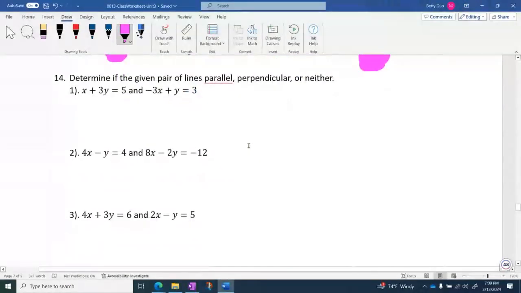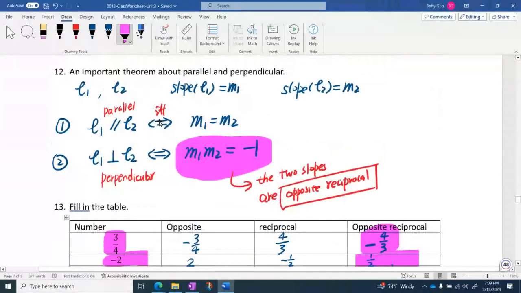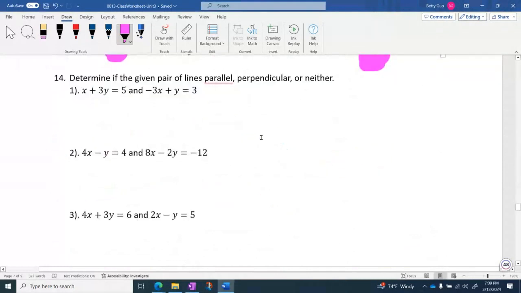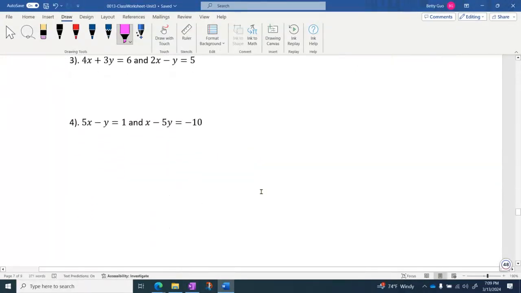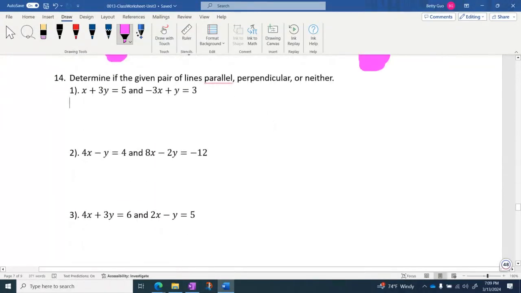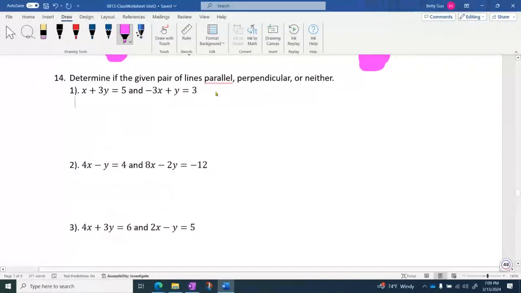Now we are going to use the theorem to determine if the given two straight lines are parallel or perpendicular or neither. Let me do the first two. My method, I'm going to use the formula we have just proved.